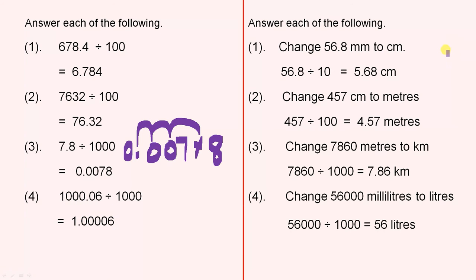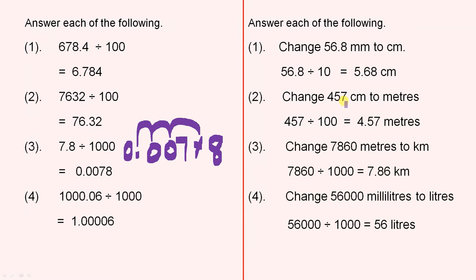So that's the answer. Now we can also do simple conversions because, as you know, this system here with measurements and distance and etc. It's all to do with powers of 10. That's the beauty of the metric system. So if we change 56.8 millimetres to centimetres, all we have to know is that there are 10 millimetres to a centimetre. So just divide this by 10. Move the decimal point one place to the left, 5.68 centimetres.